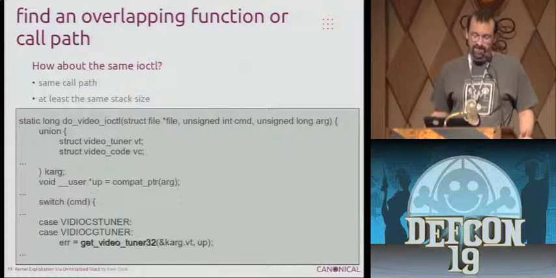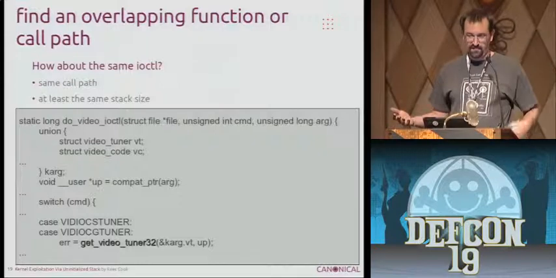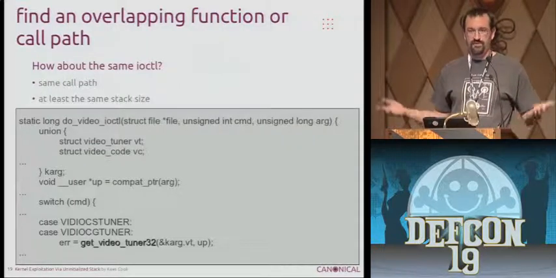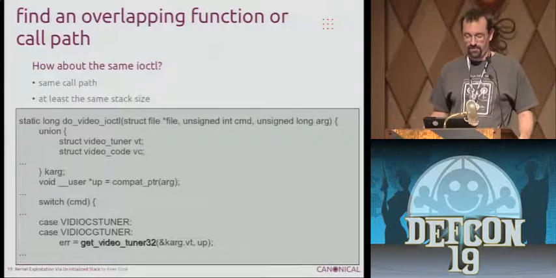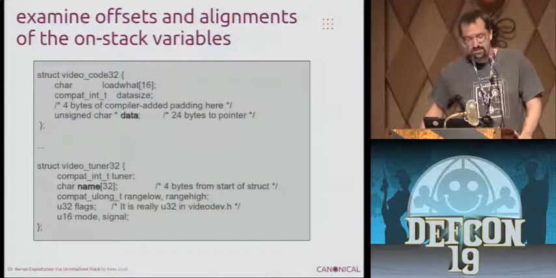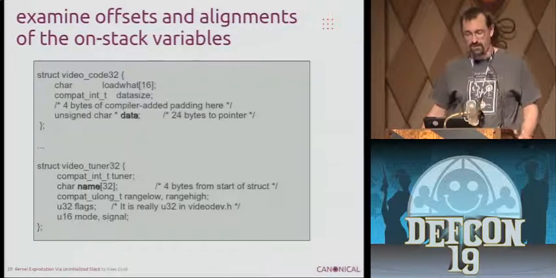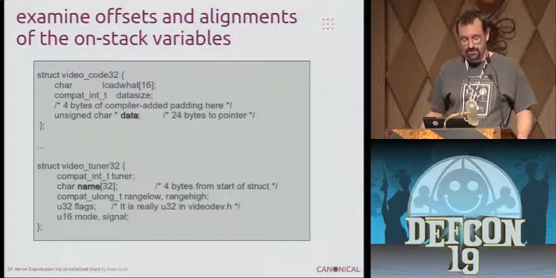And in this case, they had a union of options. It was like it was made to be overlapped. So there's this other function, getVideoTuner32, that would copy everything from user space into this union on the stack and do some other stuff in return. And that would actually leave us with the stack in the state that we had left it. So you had to take a look at the two different structures that are there. Our target here is the video code 32. We want data. We want to be able to control data. So we have to figure out where it is in relation to the other structure in the union.